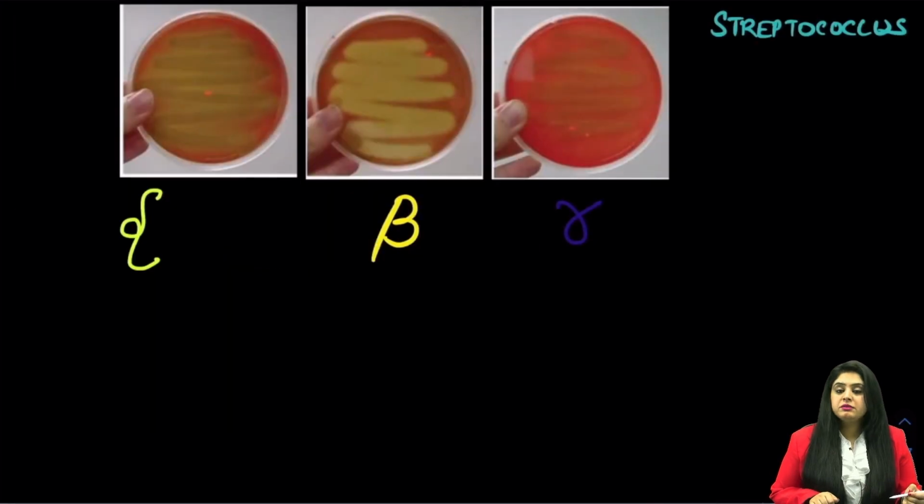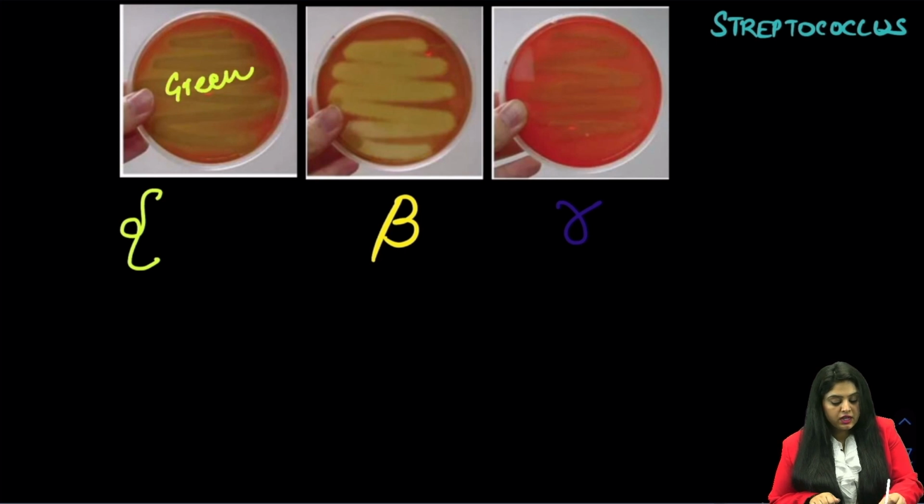Obviously, the next organism that we are going to talk about is streptococcus. So the first question coming in the exam is, how do you classify streptococcus? Streptococcus is classified into alpha hemolytic, beta hemolytic and gamma hemolytic. How will I identify their pictures? Alpha hemolysis is going to give a greenish color, beta hemolysis is going to give a yellow color, and gamma hemolysis is gone. There is no hemolysis that happens.